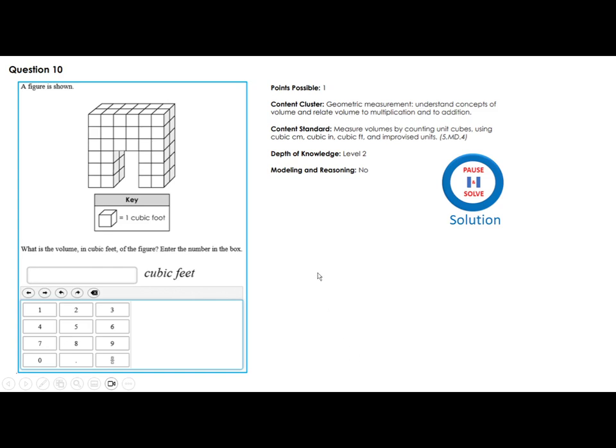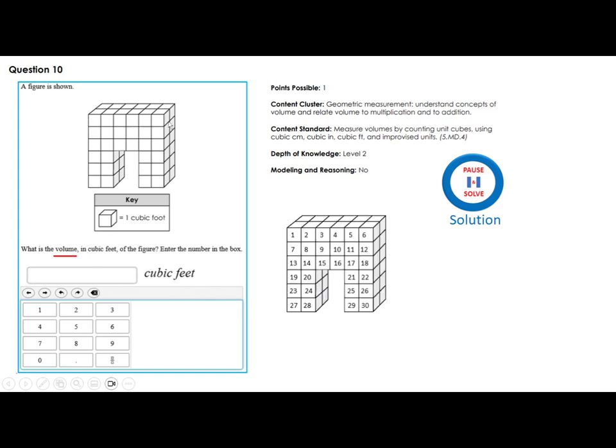A figure is shown. What is the volume of this figure? The easiest way to do it is to number them. This has two faces here. So when you number them, you get 30. So you have 30 up front and you have 30 in the back. The answer is 60 cubic feet.